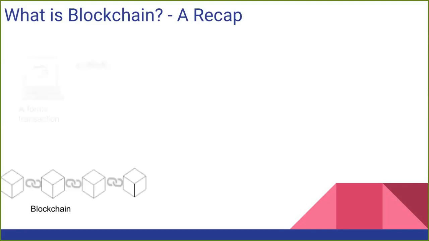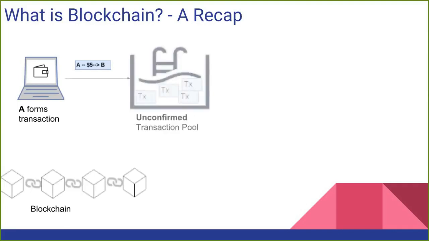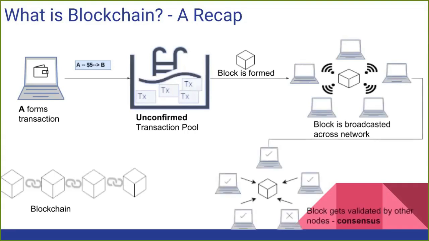So what is blockchain? There is a guy who forms a transaction. He wants to send some money to B. He will initiate the transaction with the digital wallet in his laptop, and then the transaction goes inside the unconfirmed pool of transactions. From there, the miner will pick it up and form a block, and then the block gets broadcasted across the network, and the network will validate it, consensus will be reached, and the block gets added. So this is what the blockchain is.